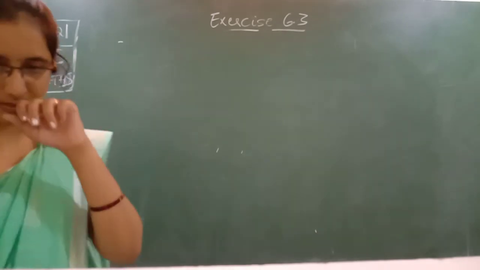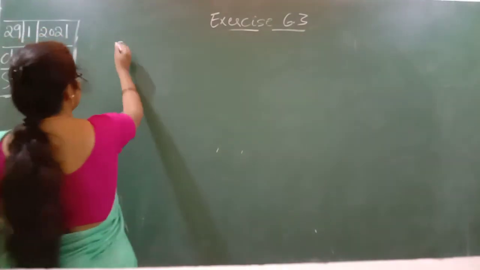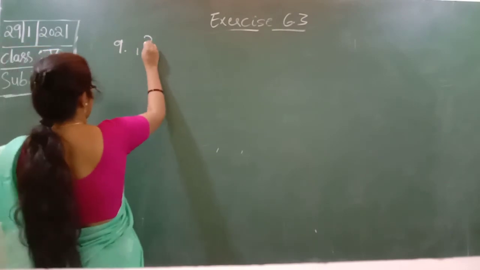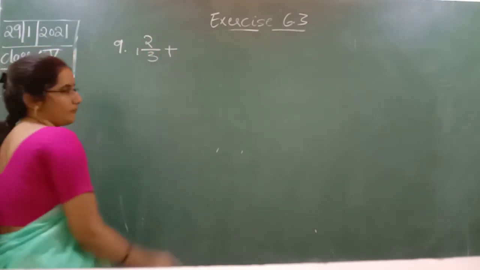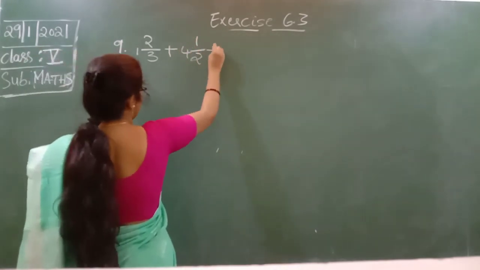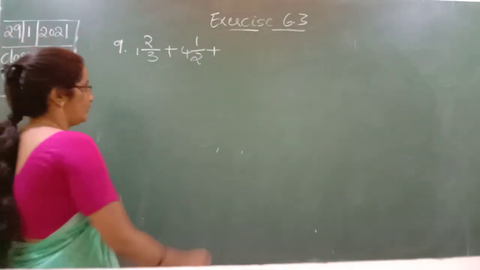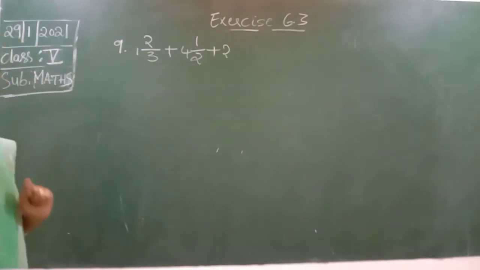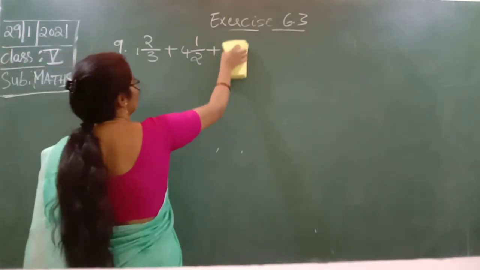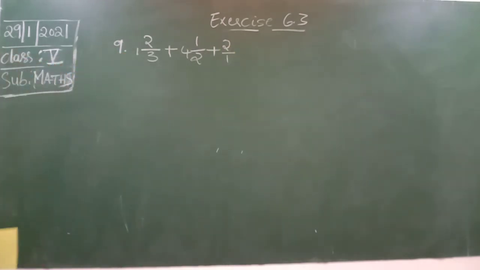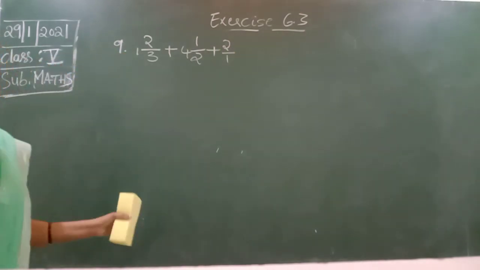Here I take the 9th problem. I will explain the 9th problem. Please look here. 1 2 by 3 plus 4 1 by 2 plus 2. The last time they gave only one digit. They didn't give any fraction. So what do we have to do? This is called a unit fraction. 2 by 1 we have to put. If it is 1 under any number, it is the number itself.